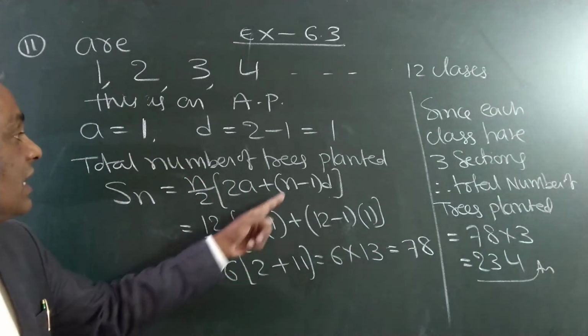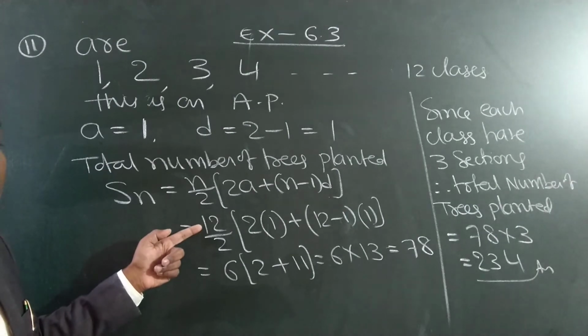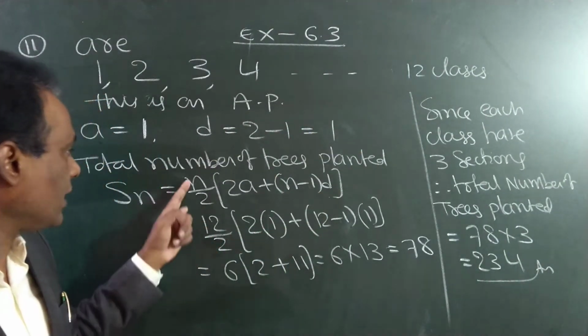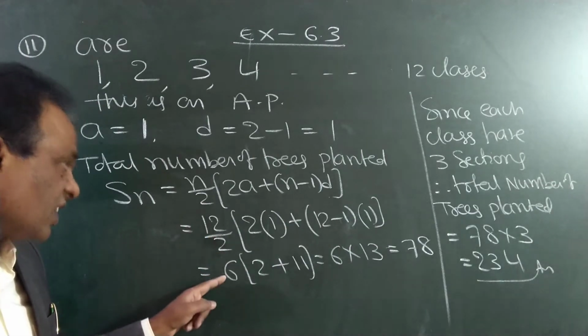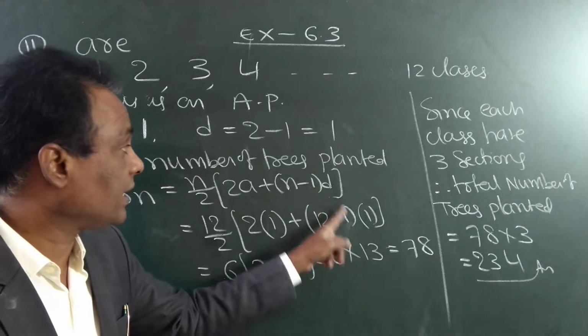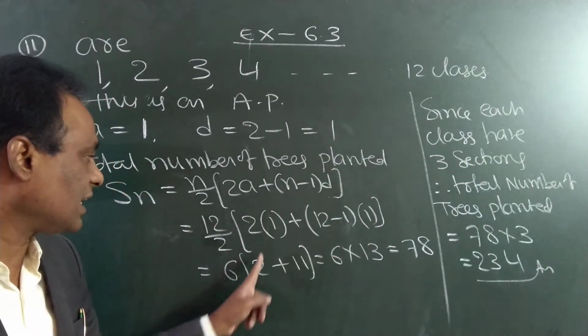A is 1, n is 12 because there are 12 classes. So n by 2 means 12 by 2, which is 6. 2 into A is 1. N minus 1, 12 minus 1, 11. D is 1. 1 into 11, 11 plus 2, 13.